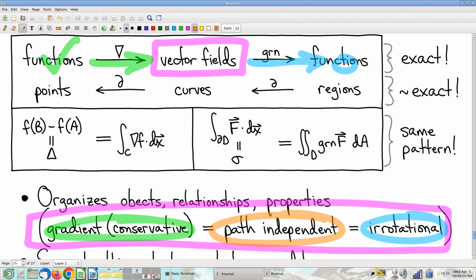Path independence looks like when you have two curves that have the same boundary points, right? Same starting point, same ending point. Then you get the same value for the line integral. And that's what path independence is. It's just an intuitive way of thinking about it, that it kind of looks like this on the diagram.